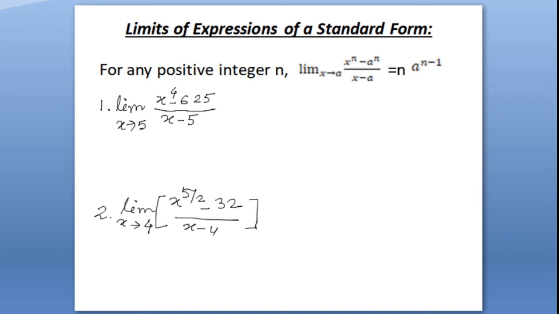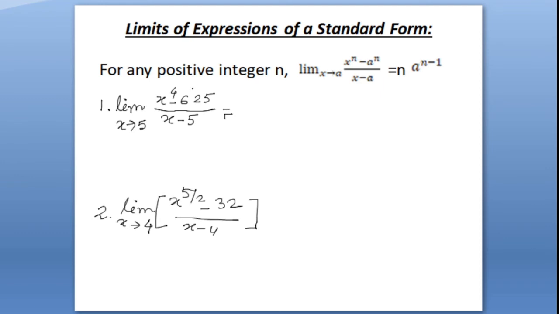Next is limits of expressions of a standard form, and here the standard form is this: for any positive integer n, limit as x tends to a, (x to the power n minus a to the power n) by (x minus a) will be equal to n into a to the power n minus 1. This is the formula, and we will use this formula to calculate this limit.